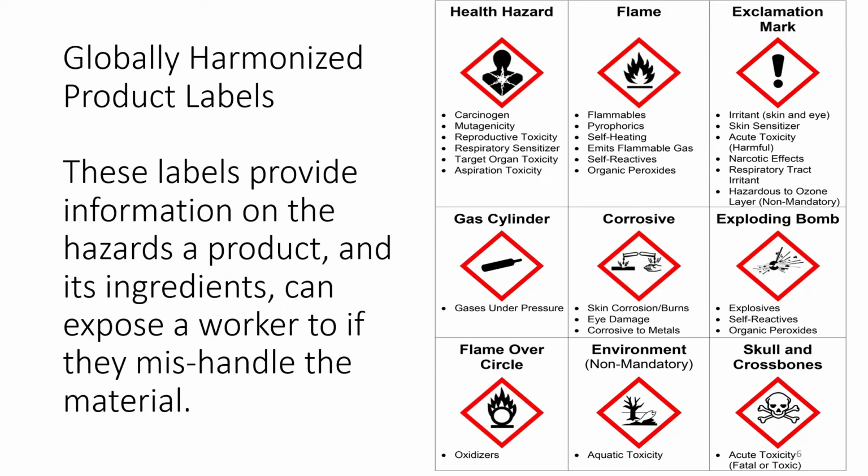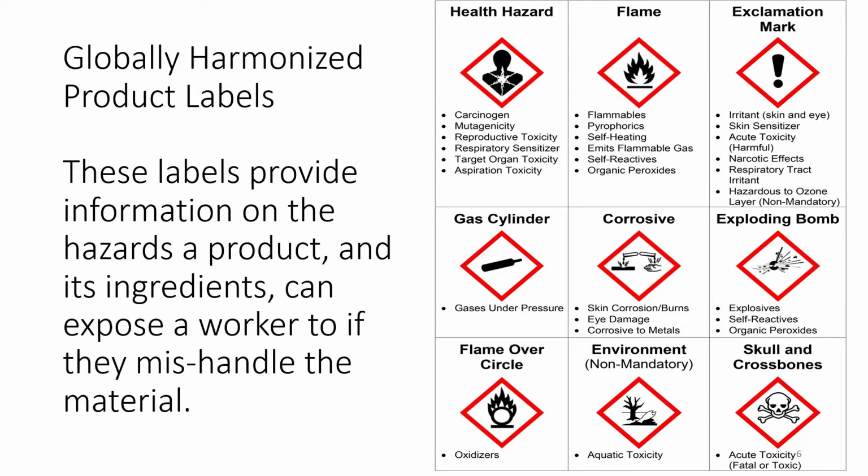The globally harmonized product labels. Now these you'll find on the product itself, the product container itself. These provide information on the products and the hazard grouping that the products fall into. Health hazard. The picture looks like a man with a starfish on his chest. Could be carcinogenic, means it causes cancer. Mutagenic, which means that it changes your DNA. Reproductive toxicity, which means it may be harmful to unborn children.